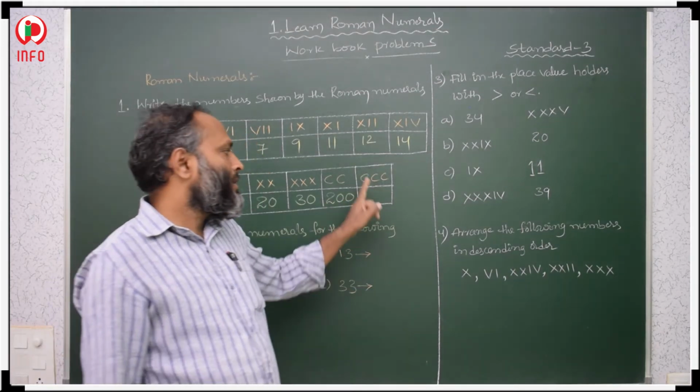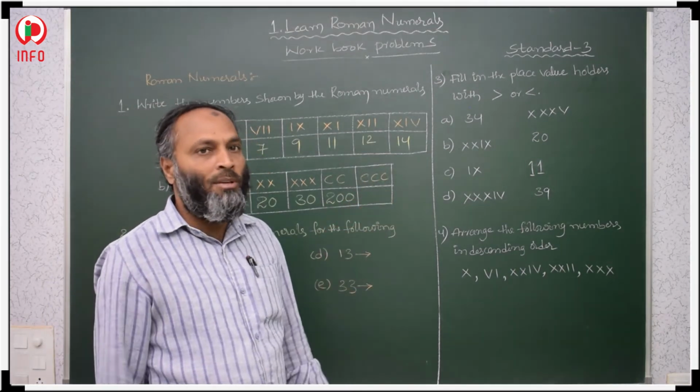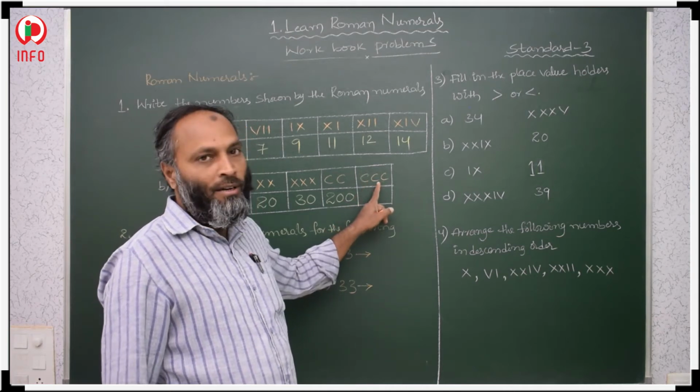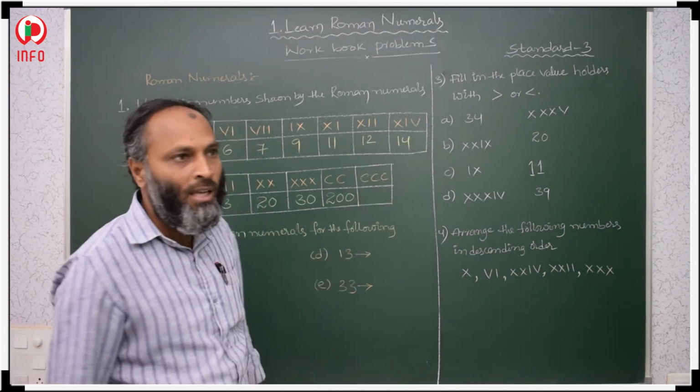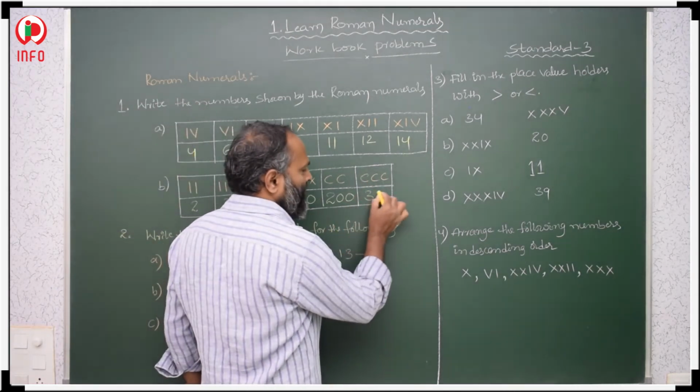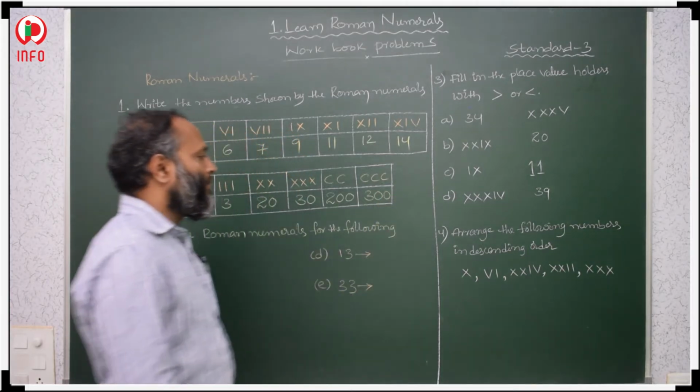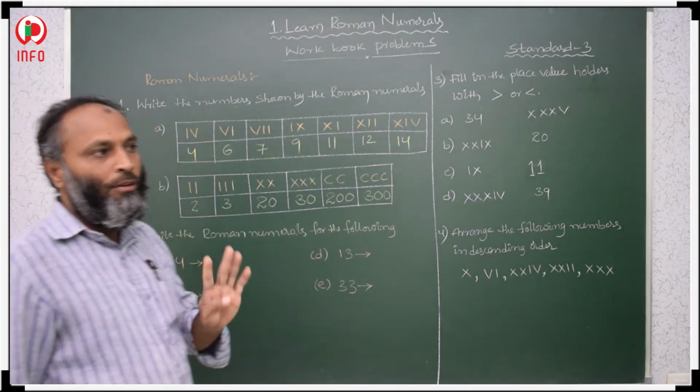Then C here repeats 3 times. 100 plus 100, 200, 200 plus 100, 300. This is the representation of 300. Okay. Only 4 Roman numerals repeat.